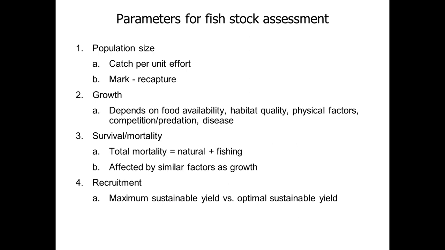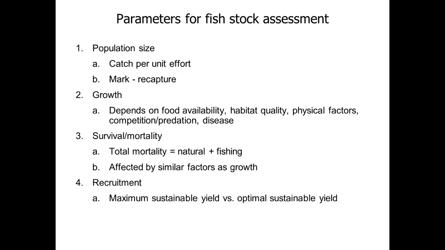know something about all the factors listed here: food availability, habitat quality, physical forces, competition, predation, disease. We need to know something about survival or mortality, both natural and anthropogenic. And we need to know something about recruitment. And it's in this recruitment category that a lot of fisheries stock assessments are based.